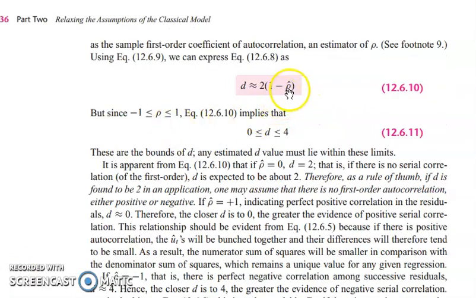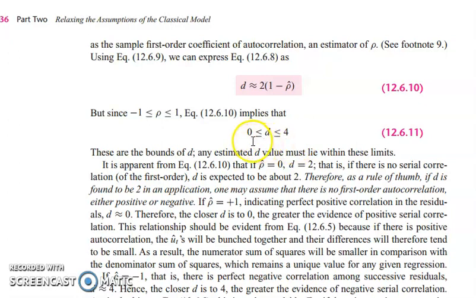So since rho is between minus 1 and 1, if we take the end of it, for example minus 1, then 2 times (1 minus (minus 1)) will be 2 times 2, which is 4. And if we take the other extreme, rho equals 1, then 1 minus 1 will be 0, and 0 times 2 will be 0. So this means that the Durbin-Watson D test statistic will be between 0 and 4.